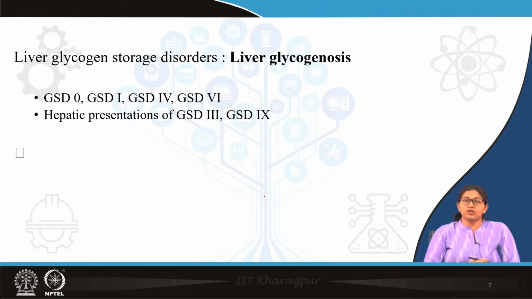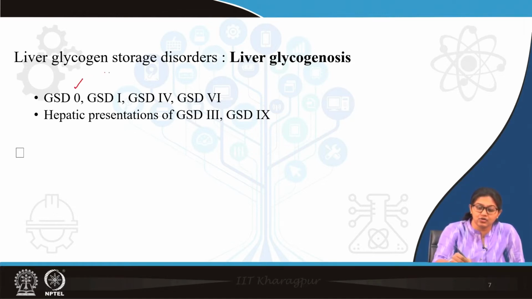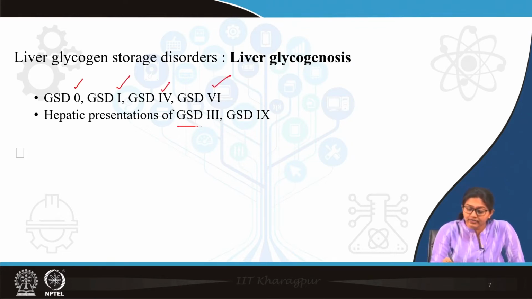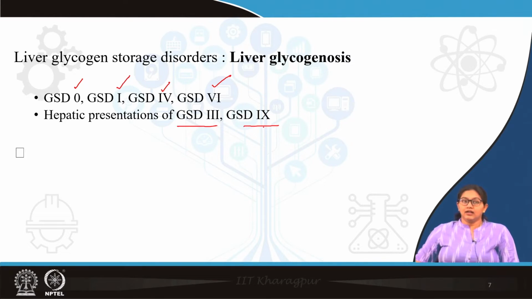Now, the liver glycogen storage disorders, or liver glycogenoses, are types 0, 1, 4 and 6. Then in case of glycogen storage disorder type 3 and type 9, the hepatic presentations also manifest as liver glycogenosis. These types affect the liver, where, as I told, there will be fasting hypoglycemia and hepatomegaly. These patients will manifest with these things.